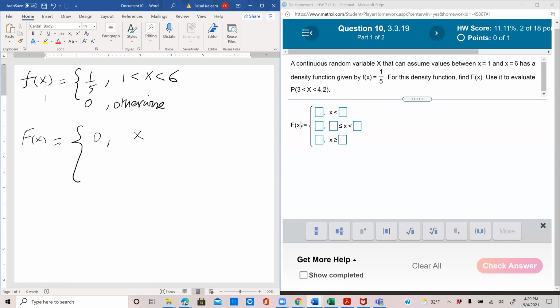The way they have stated the big F, since they are starting it at x less than 1, we will just include the equal to here so that the first part starts at less than 1. So at x less than 1, it's 0. And then we also know that when x is bigger than or equal to the last point where we have non-zero probability, the whole accumulation is always 1. So you can automatically write that F(x) will be 1 when x is greater than or equal to 6.